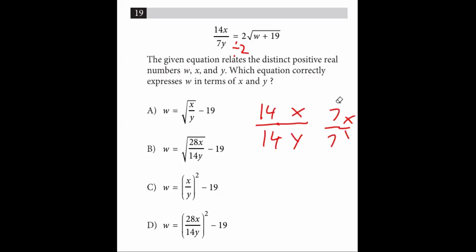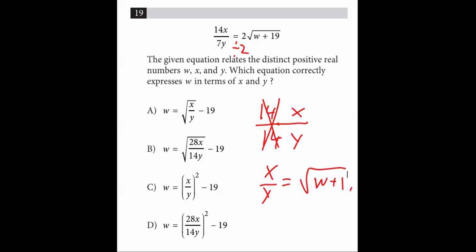Depends on how you learned it. But 14 over 14, these two cancel out. So we're just left with x over y equals square root of w plus 19. Then all we have to do is just square both sides. So we have x over y squared equals w plus 19. Subtract 19 from both sides, and we get x over y squared minus 19 equals w.